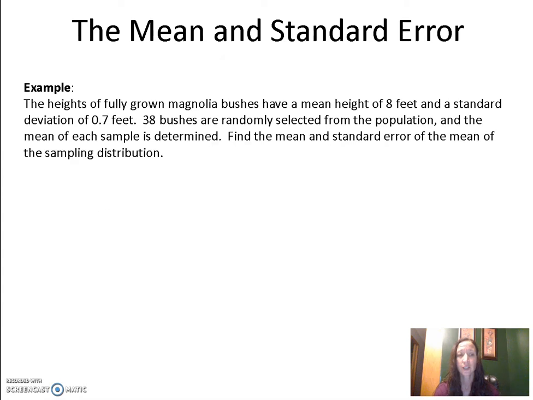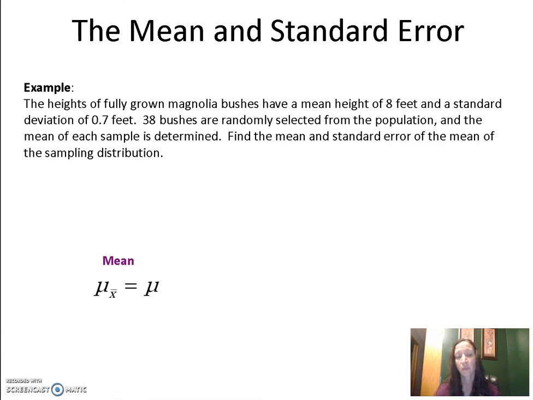So earlier in this slideshow presentation, we had magnolia bushes that have an average height of 8 feet and a standard deviation of 0.7 feet. And here in this slide, 86 it looks like, 38 bushes are randomly selected from the population of all of the magnolia bushes. So here is n, our sample size, and you wrote down whenever you get n, you have to divide sigma by the square root of n. So this question asks us to find the mean and the standard error of the mean of the sampling distribution.